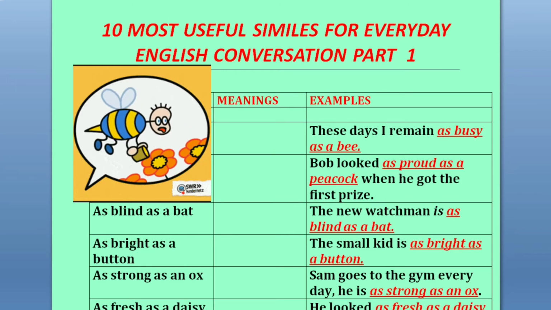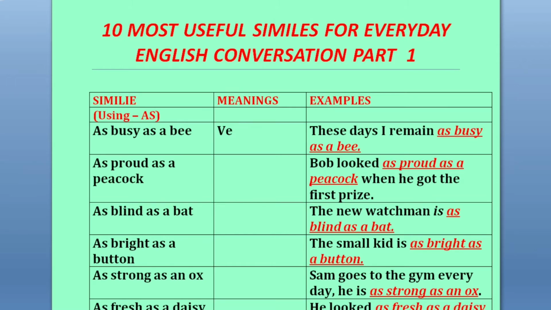Okay, so when someone is very busy, you can say that he's as busy as a bee, right? Or if you're busy, you can say that nowadays I'm as busy as a bee. Okay, that means very busy. That's the meaning of this beautiful simile. So as you see the example, these days I remain as busy as a bee. So like this way you can use this beautiful simile.